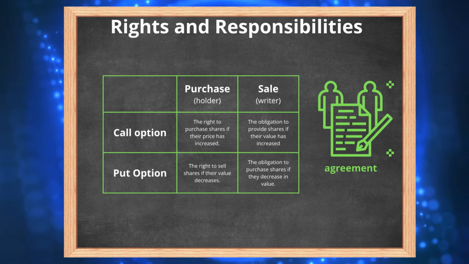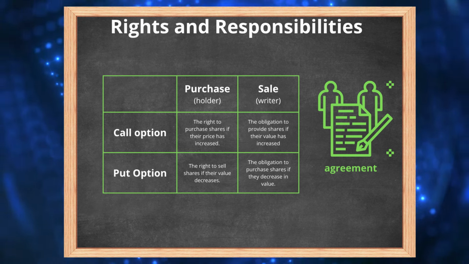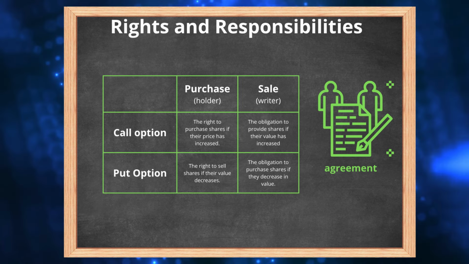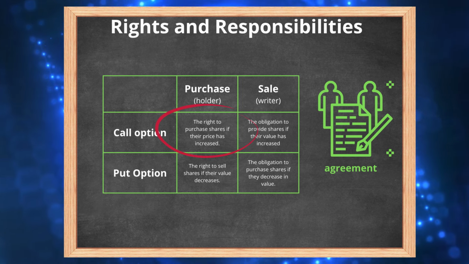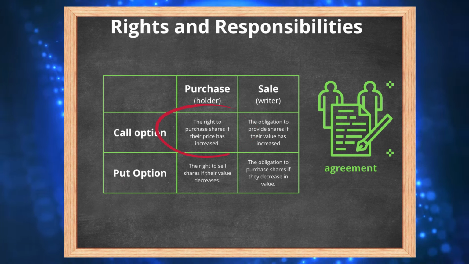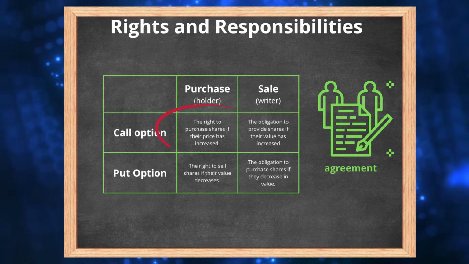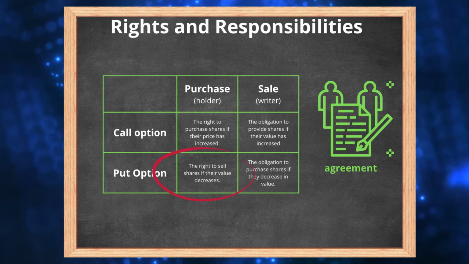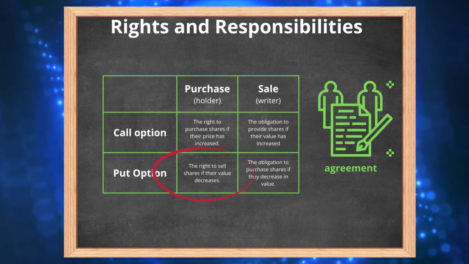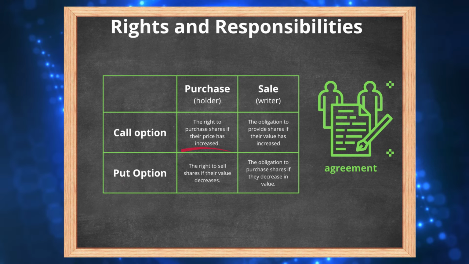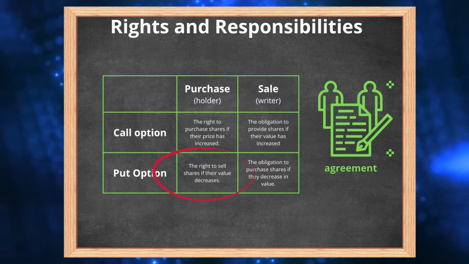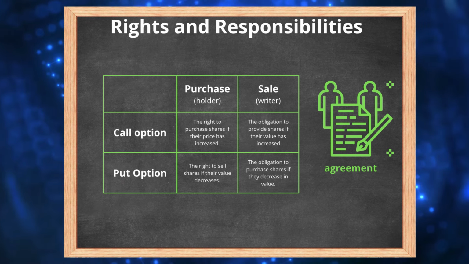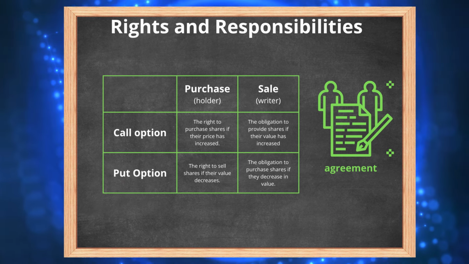In the table on the screen you can see who holds the right and who carries the obligation in the option contract. The buyer of a call option has the right to buy shares at a fixed price if the market price goes higher. The buyer of a put option has the right to sell shares at a fixed price if the market price drops. Both of these scenarios were covered in the first two videos of this series.